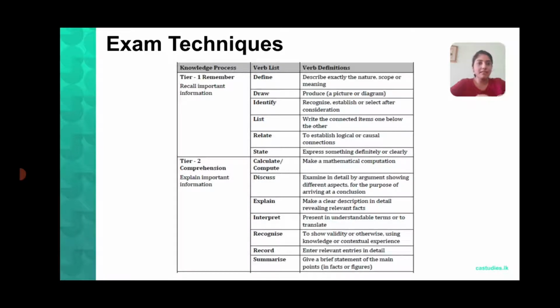Alright, and then we have record. Record means from a particular place you are extracting data and recording it in a more presentable way. That's it, they expect just an explanation. And then summarize is where you give a brief summary of what you know about the question. So that's it on comprehension. Let's look at tier 3 and tier 4 next.